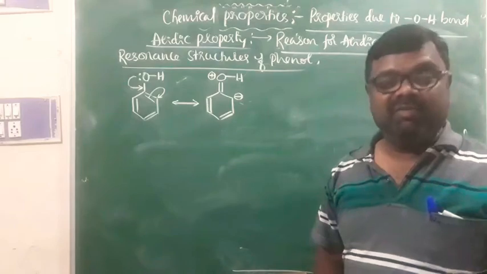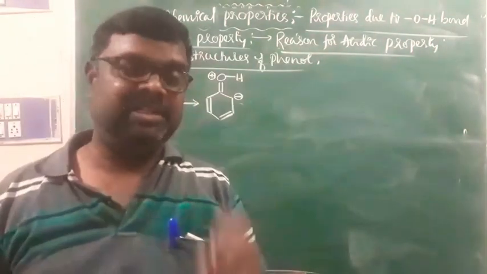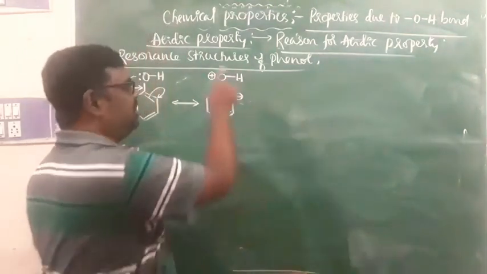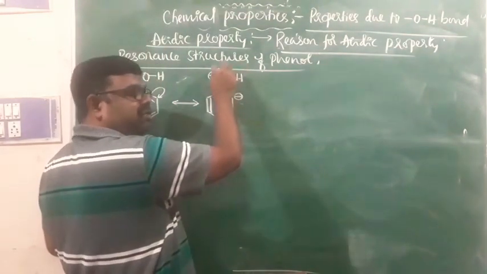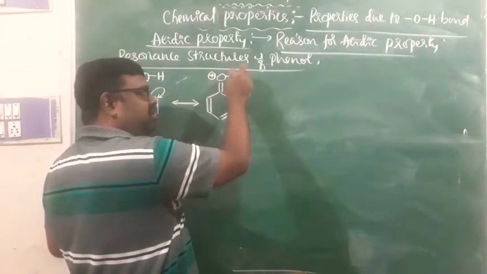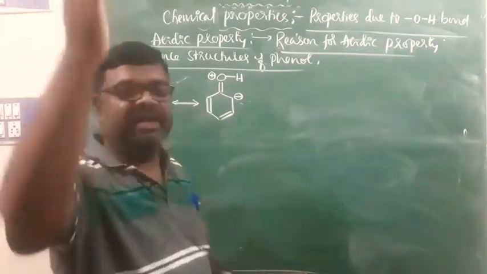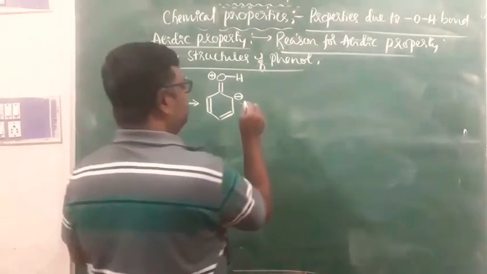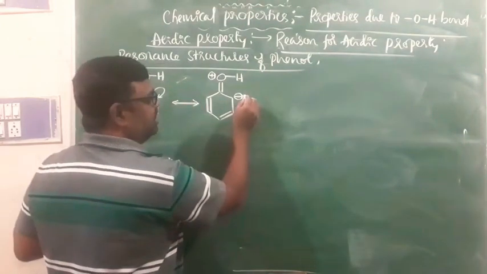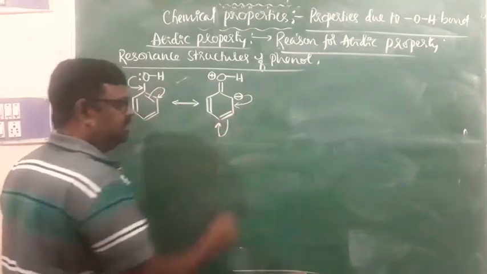Look at this. First of all, the oxygen atom is itself electronegative, and it acquires a positive charge. All the sigma electrons are moving towards oxygen, and the OH bond becomes weak. That makes it release hydrogen in the form of H plus. And you continue that resonance structure. Look at this: these pi electrons will be shifted like this, and this will be shifted like this.